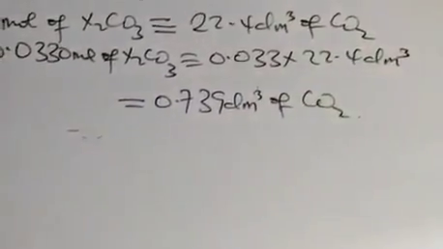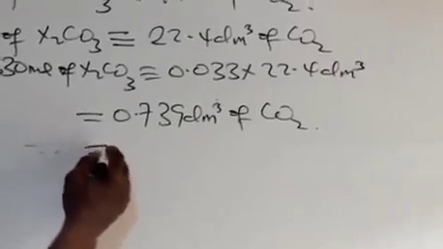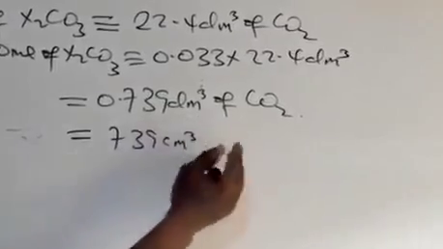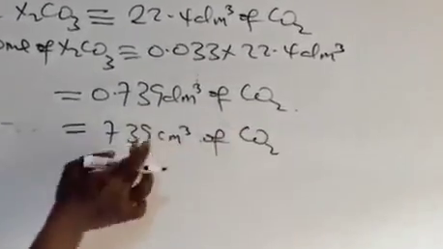You can keep your answer in dm cube, or you can keep your answer in centimeter cube, which is going to be 739. You multiply by 1000 to convert to cm cube. So this or that is fine.